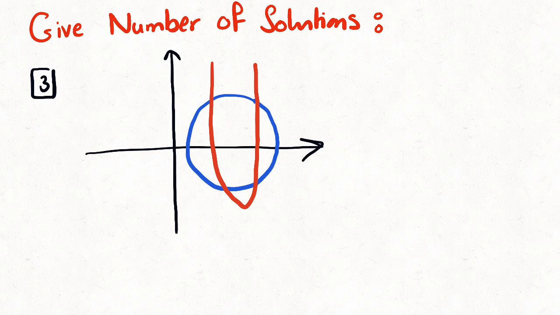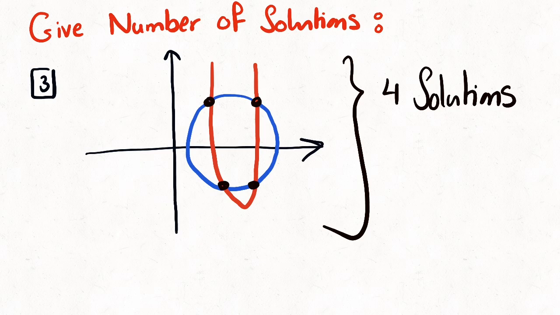Okay, in this case I have a circle and a U-shape, and if you notice I have 4 intersecting points, thus I have 4 solutions for this system.